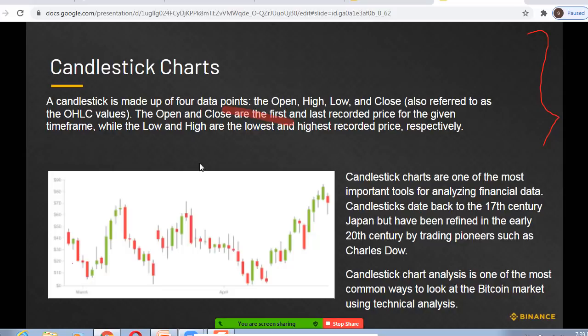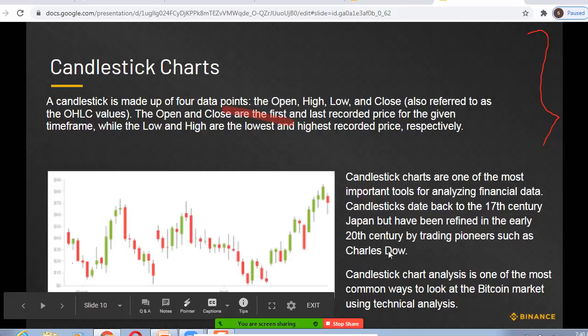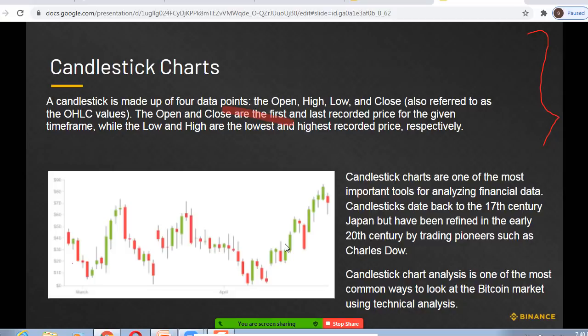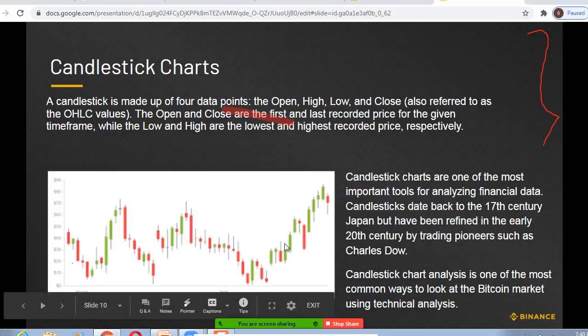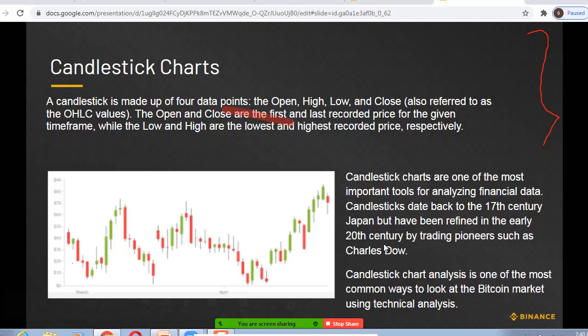Now, the candlestick chart, as you have seen here, was discovered by a Japanese rice trader in the 17th century, which was later modified in the 20th century by Charles Dow. It's very important for you to give kudos to this guy. He did a nice and wonderful job to modify the candlestick to what we are using now. Because before, traders were using line charts, which do not give enough information to analyze the chart and know what the price is doing at that moment. So candlestick chart analysis is one of the most common ways to predict the price of Bitcoin or cryptocurrency markets using technical analysis.